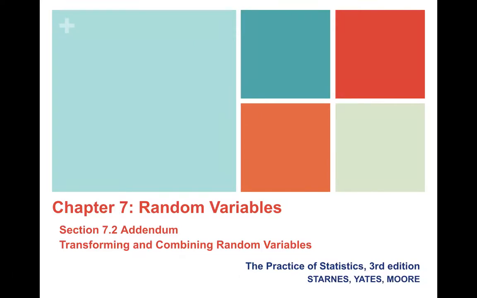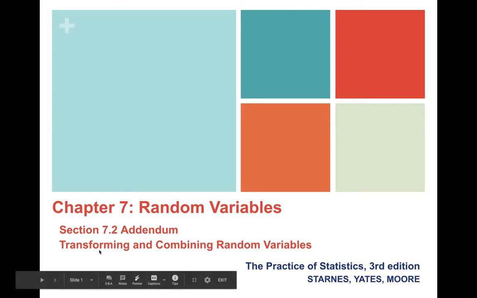This lesson is not really a separate section of Chapter 7, but after looking at some of the homework submissions, it's clear that we need a little bit more explanation on the latter half of 7.2, and specifically the two topics of linear transformations and combinations, or combining random variables. So I'm calling this the section 7.2 addendum, and here are our two topics: transforming random variables and combining random variables.